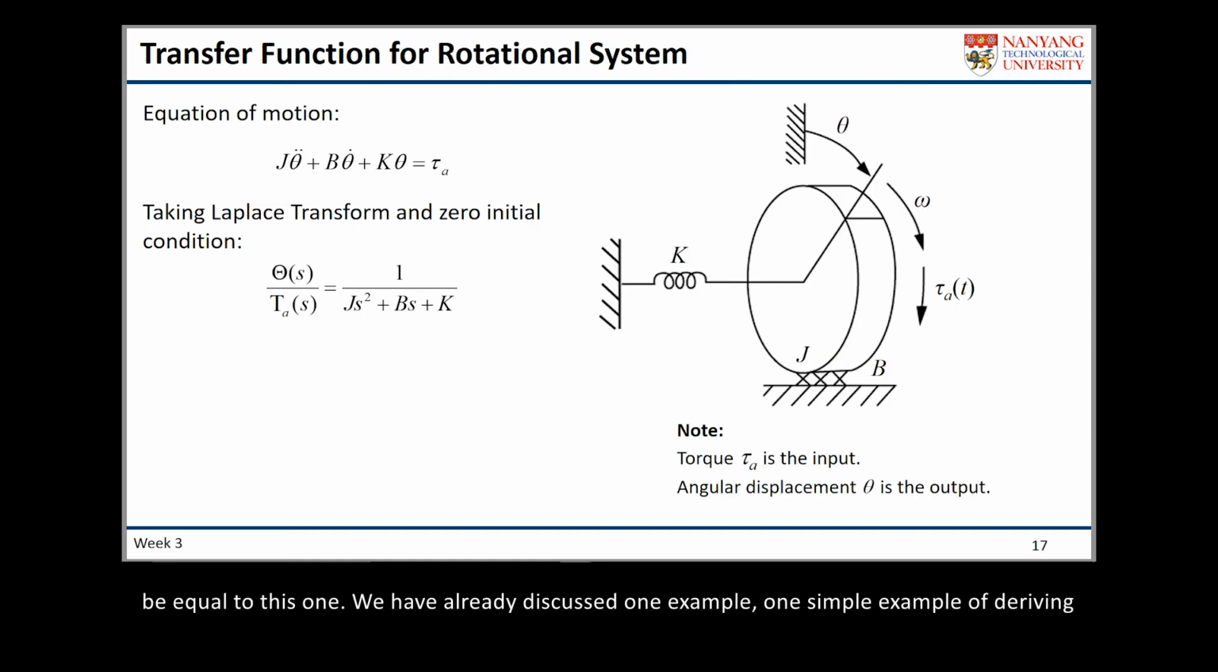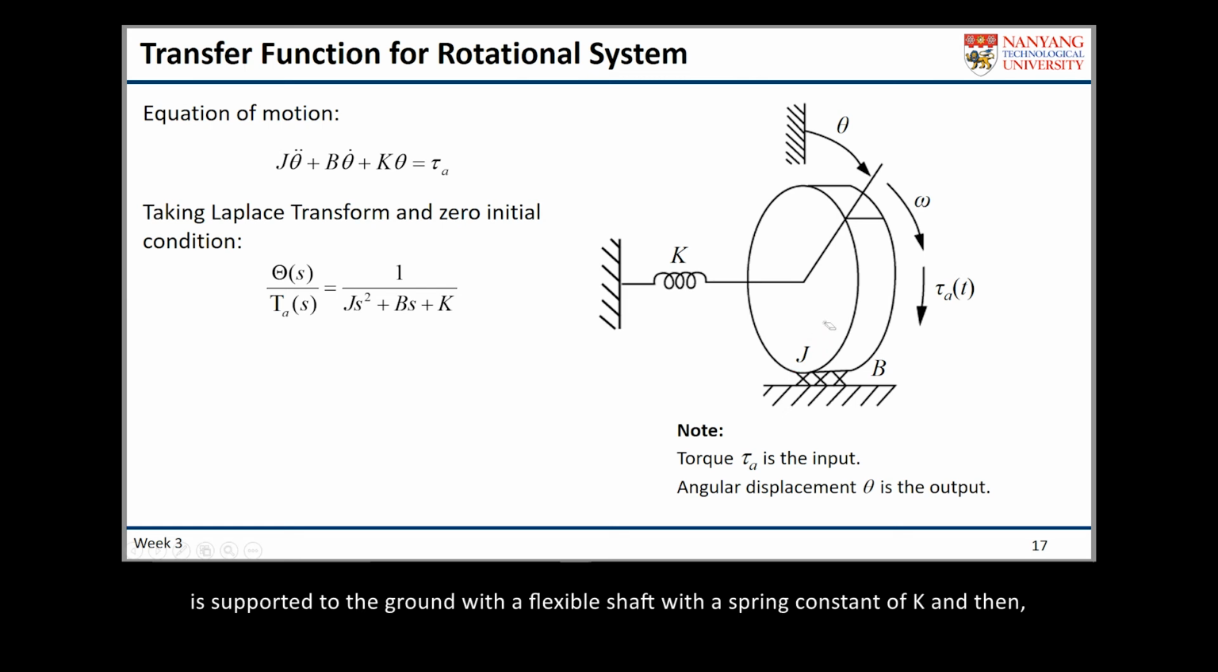We have already discussed one simple example of deriving model of translational system. This slide will give an illustration on how to derive a mathematical model of rotational system. It's pretty similar to what we did before for a translational system. If you refer to the drawing on the right side of this slide, you will see there is a disk with a moment of inertia of J.